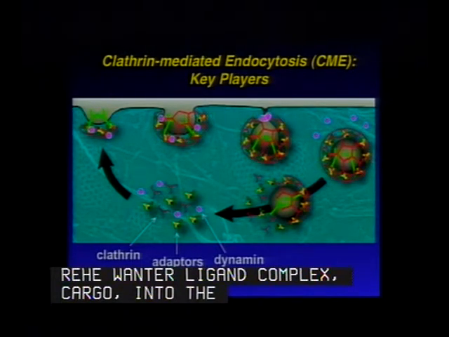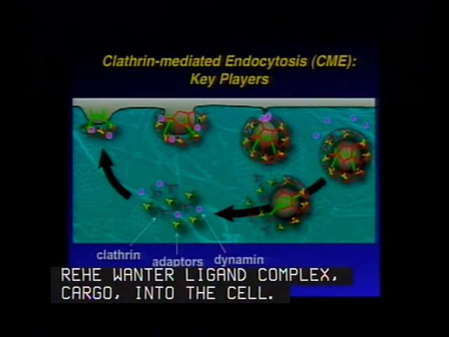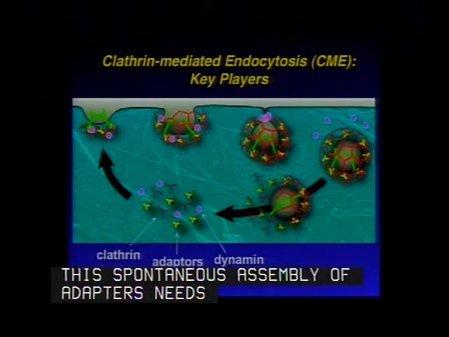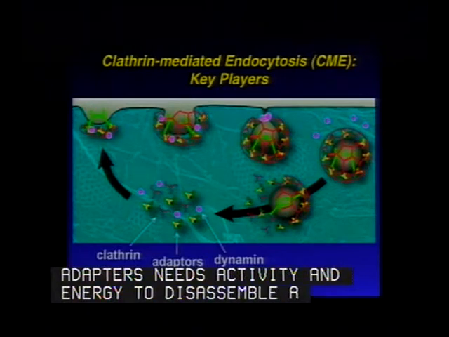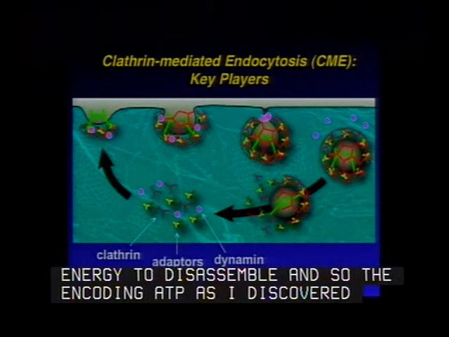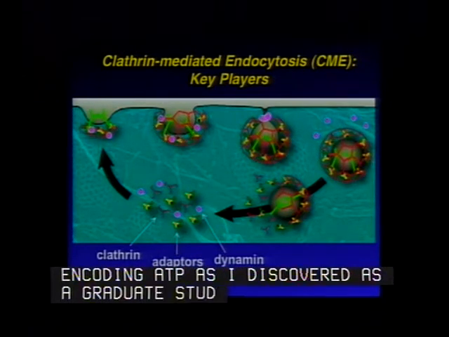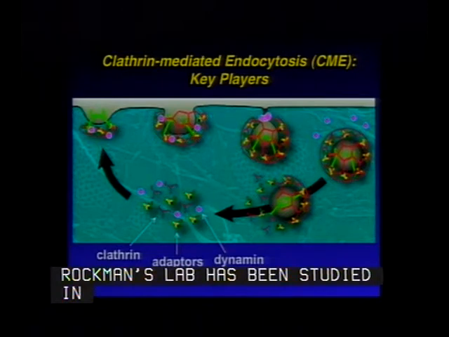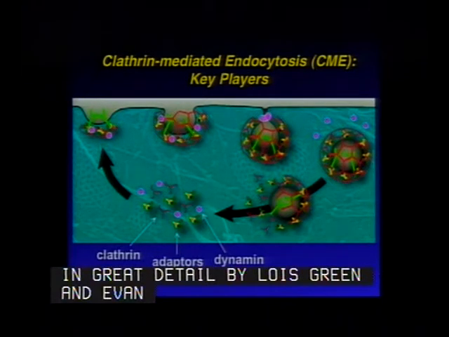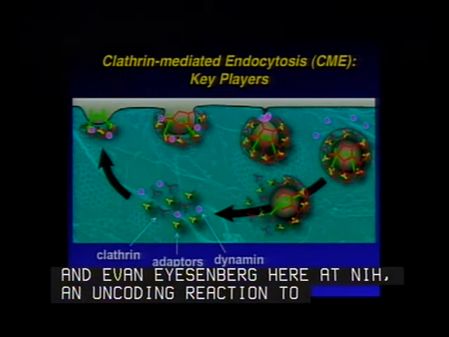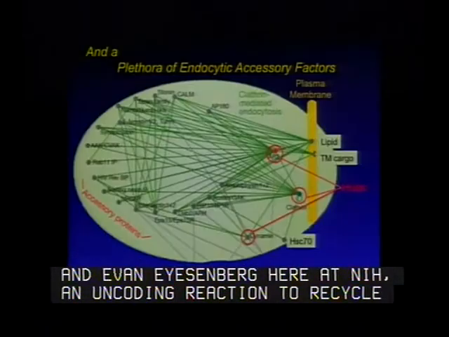This spontaneous assembly of clathrin and adapters needs activity and energy to disassemble, and so the uncoating ATPase that I discovered as a graduate student in Jim Rothman's lab, which has since been studied in great mechanistic detail by Lois Greene and Evan Eisenberg here at NIH, mediates an uncoating reaction to recycle coat proteins for multiple rounds of endocytosis.